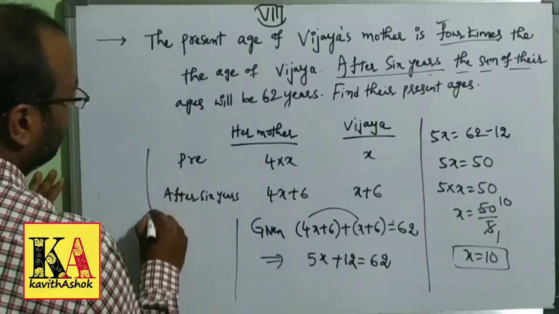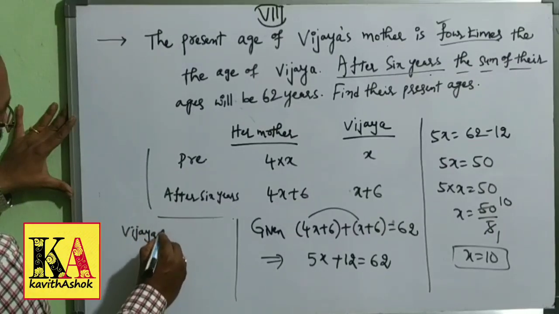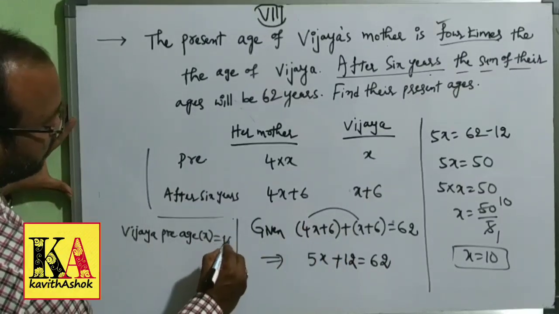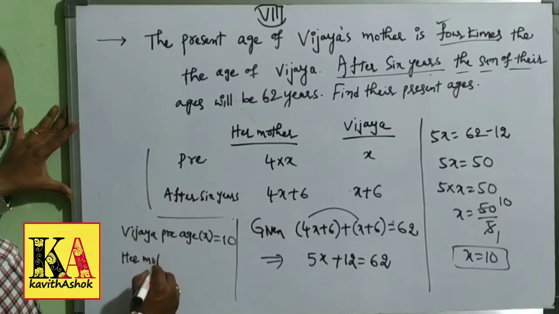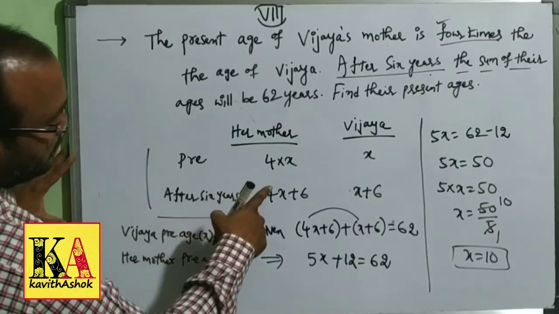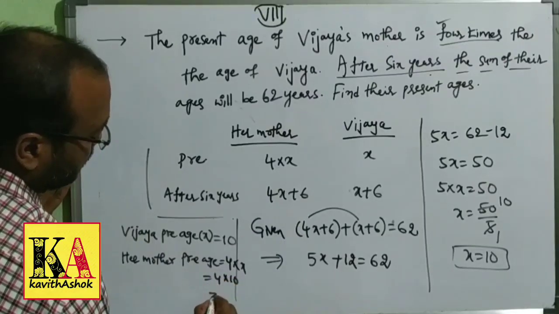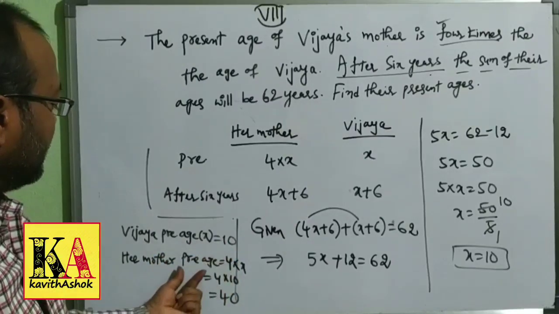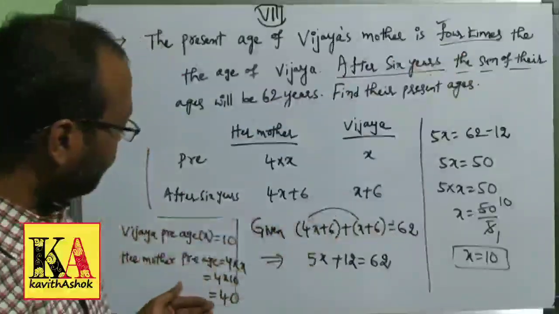So now Vijaya's present age x is equal to how much? 10. Now her mother's present age is equal to 4 into x. So 4 times 10 is equal to 40. So the present age of Vijaya will be 10 and mother will be 40. So 4 times, that is only 4 times, 4 into 10, right?